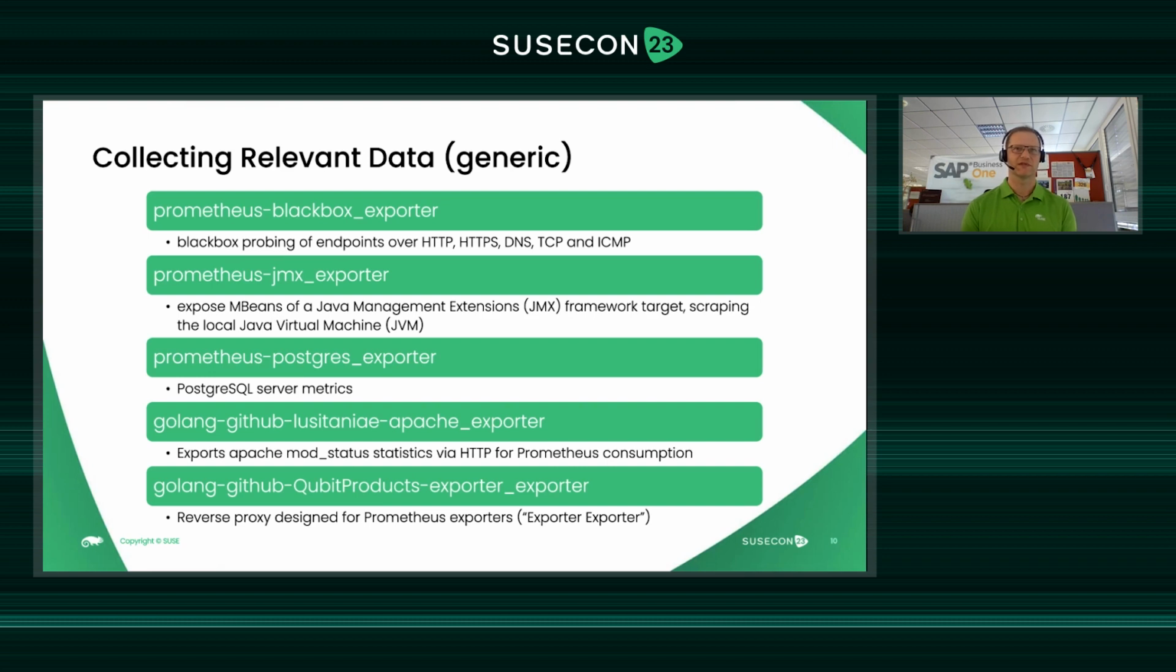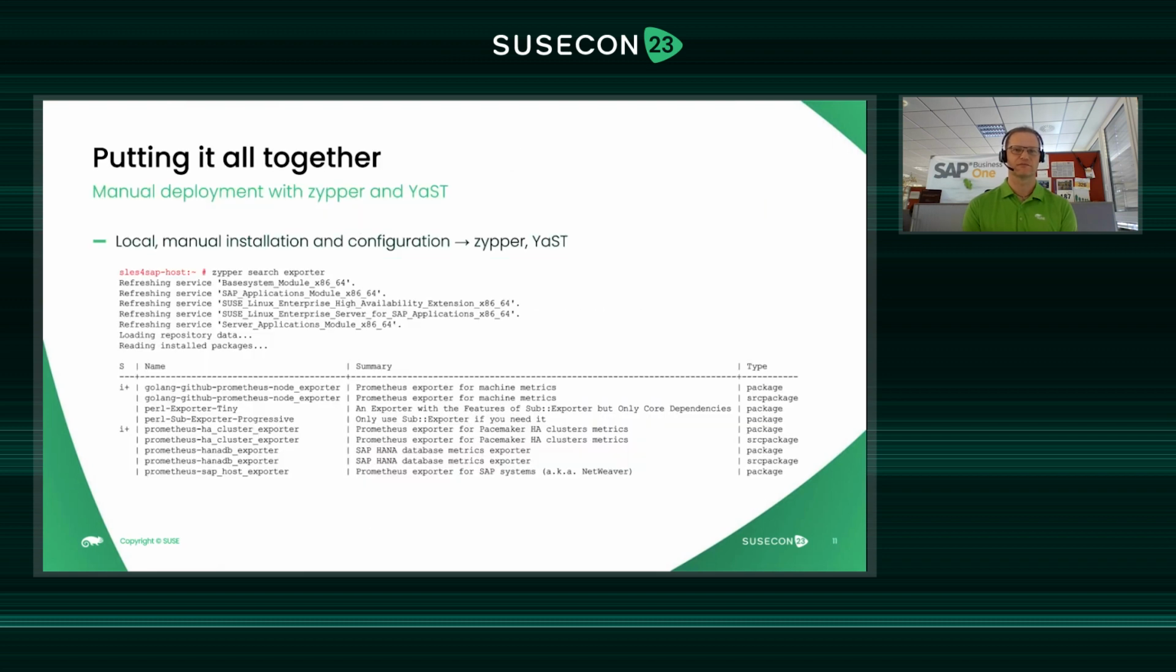The exporter proxy, sounds funny, is a simple reverse proxy for Prometheus exporters. This exporter simplifies firewall administration by summarizing multiple running exporters and exposing them via a single proxy port.